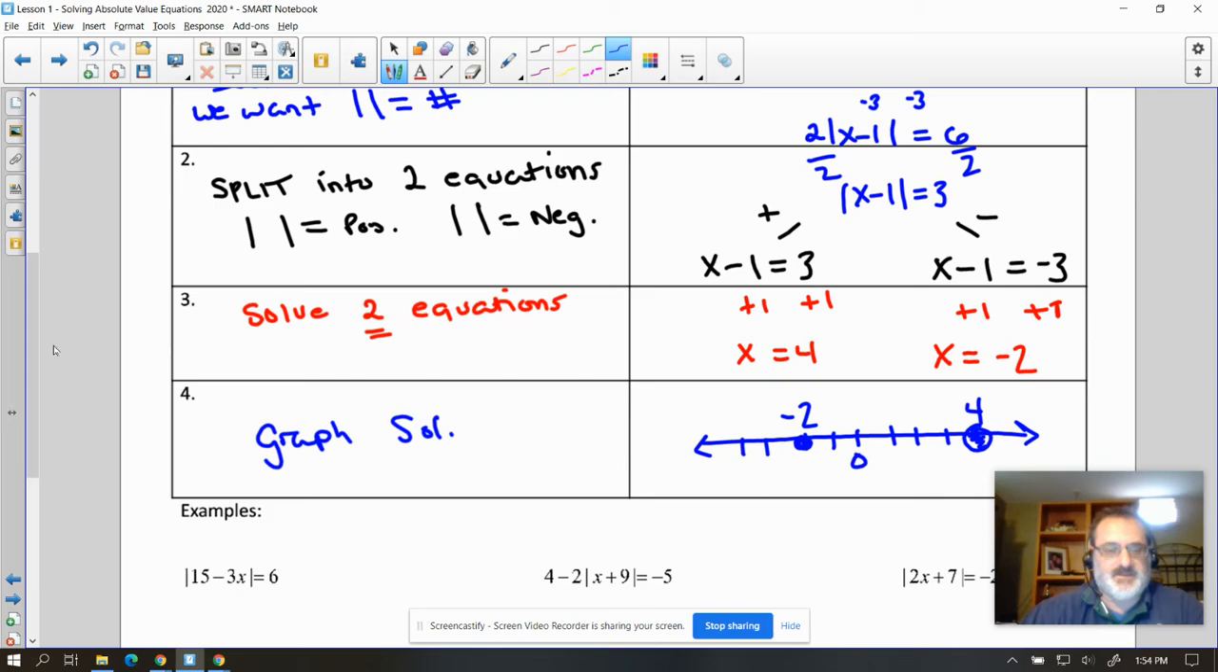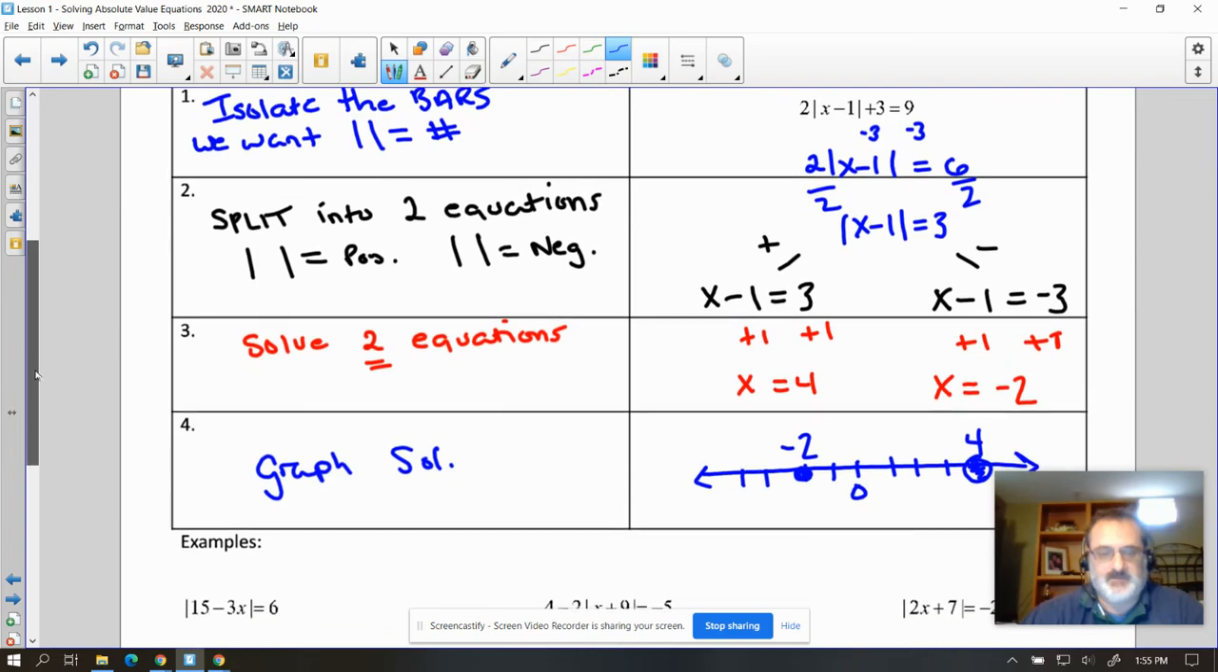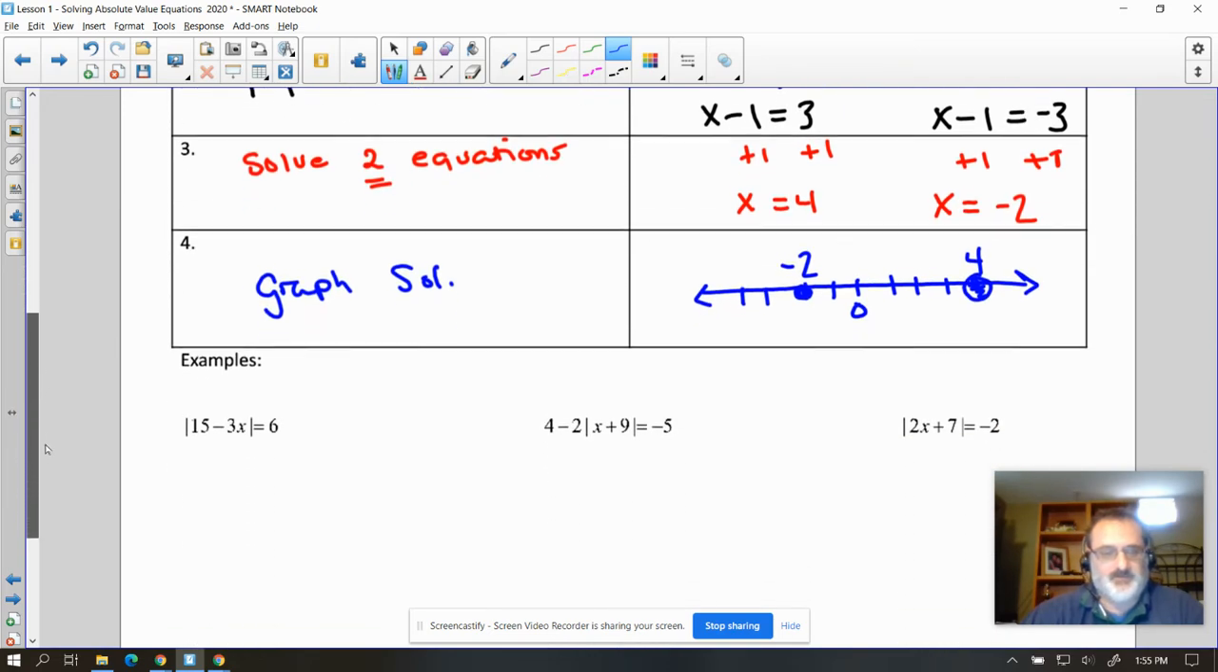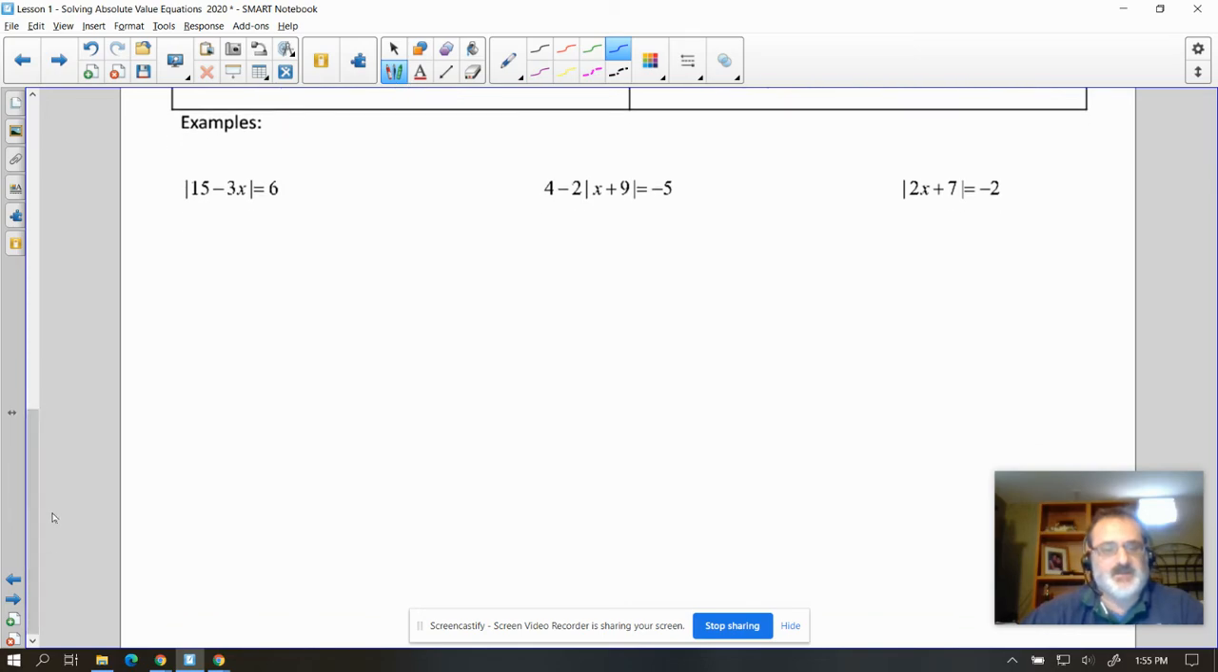All right, so that was pretty simple. The only thing that's deviating from Algebra 1 is the first two steps, really. The rest of it is Algebra 1. So let's take a look at a few examples here. Step 1 says to isolate the bars. In this case, step 1 is already done. And you're going to have some problems like that.